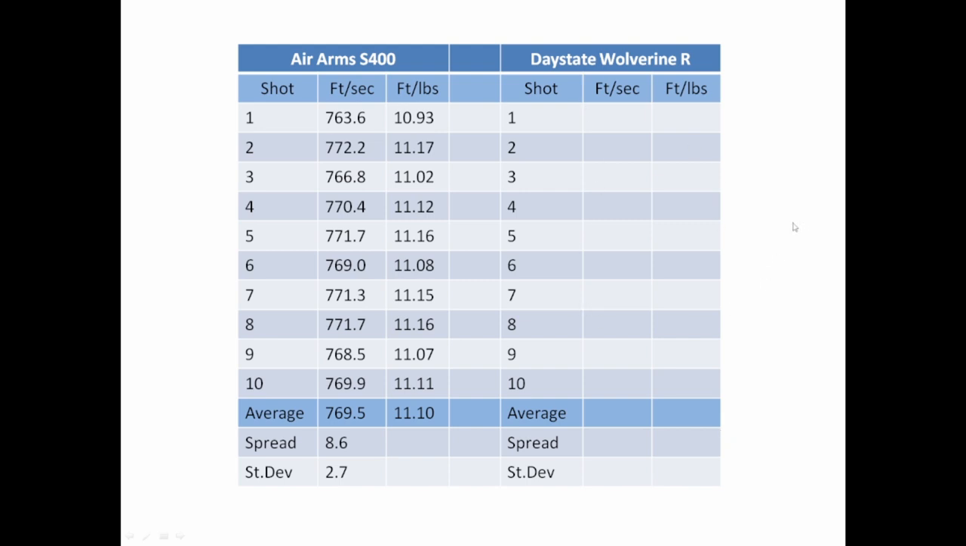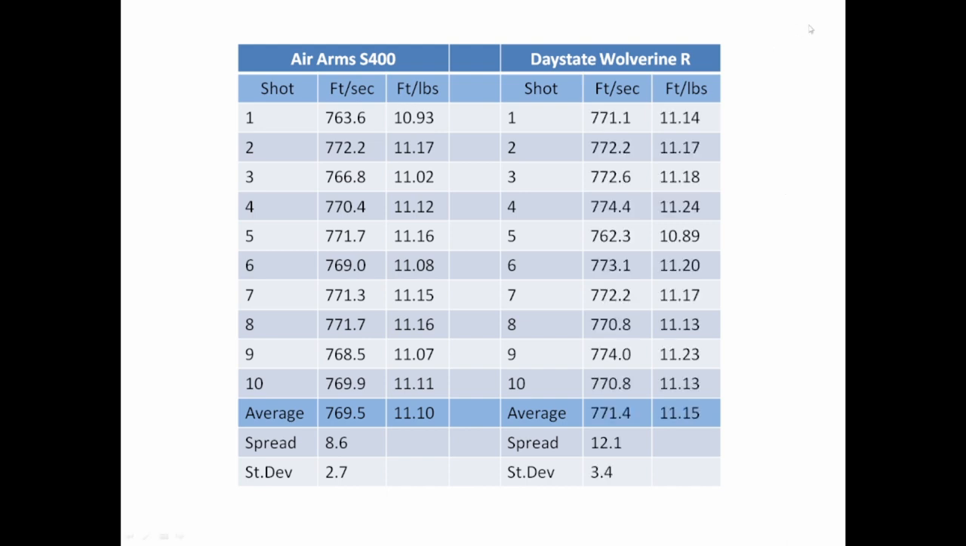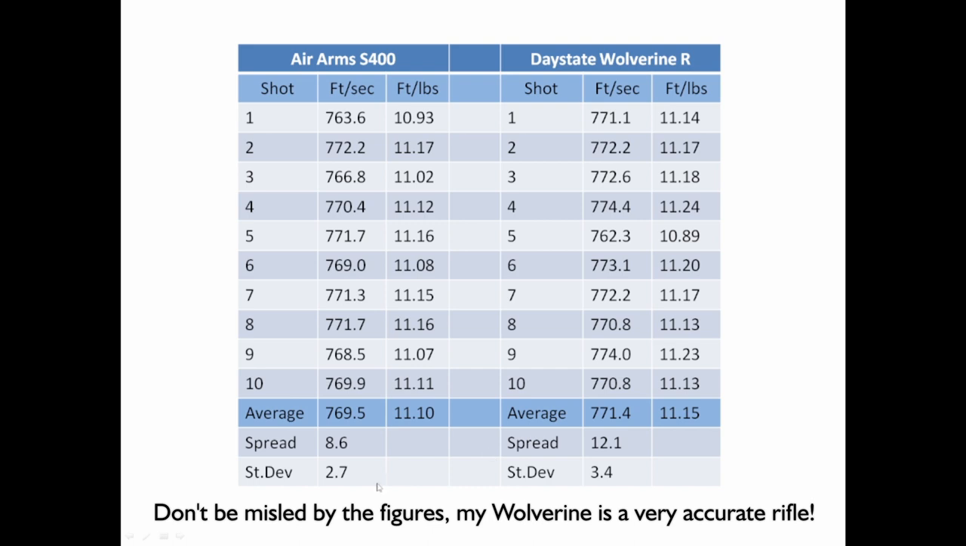So let's have a look at the results that we got for our 10 shots from the Wolverine, which is a regulated rifle. So you can see, put all the results in here, we get an average of 771.4 feet per second, which is 11.15 foot pounds. So you can see very similar average for muzzle velocity and for energy. But in this instance, on our regulated rifle, we've got a spread of 12.1 and a standard deviation of 3.4. So you can see from this that our unregulated rifle actually performed better. We've got a smaller spread, and we've got a smaller standard deviation.